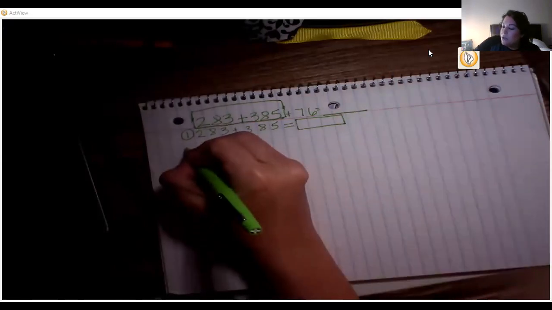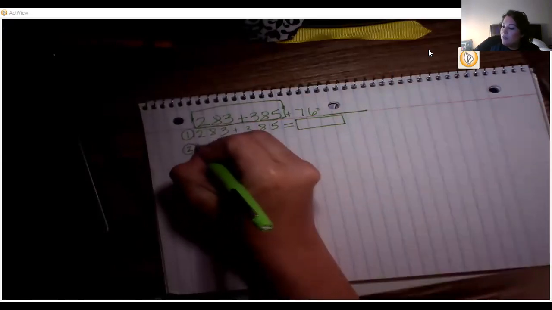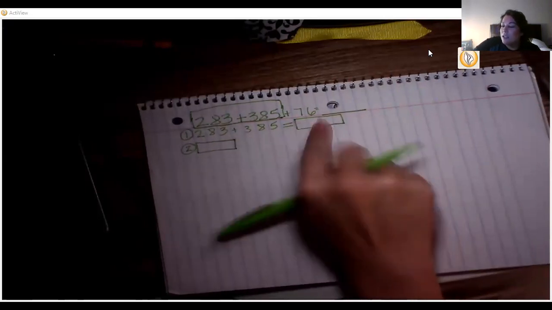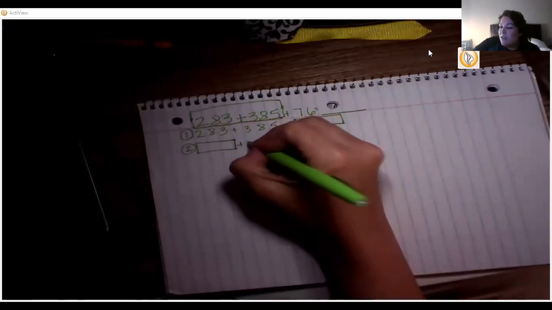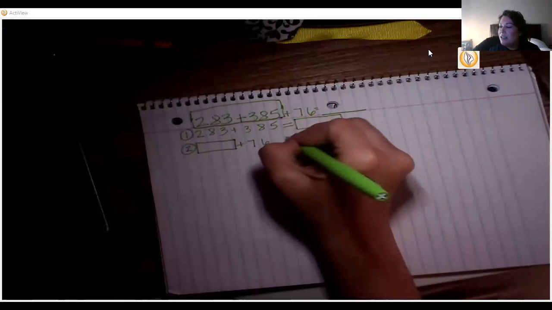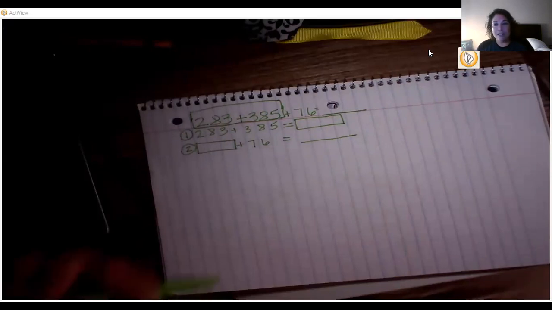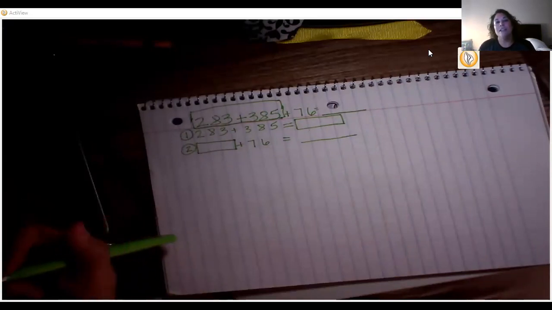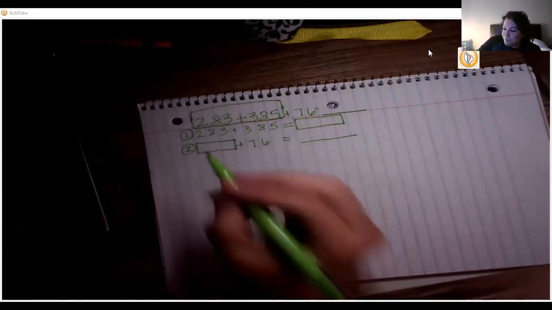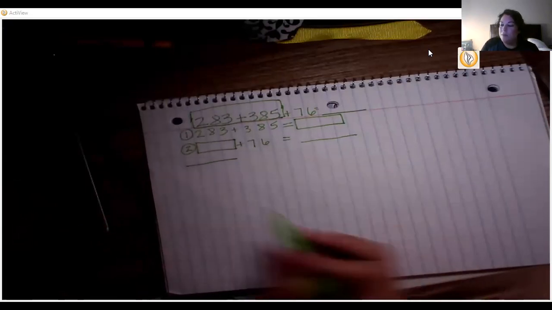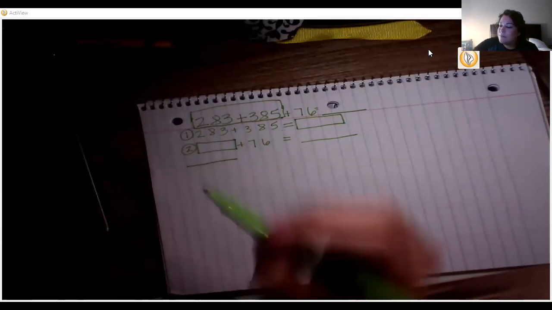So on step two, I'm going to take whatever answer I found and I'm going to finish the work. Plus 76. And this will give me my entire answer. So there is my plan. Now I'm ready to solve. So we're going to set up just the first part of our problem. Step one.